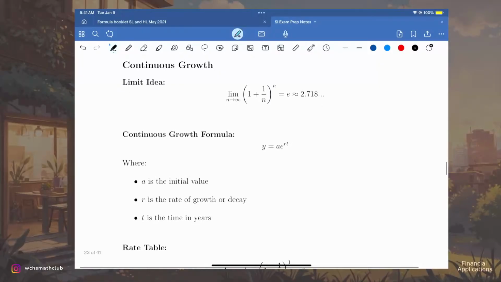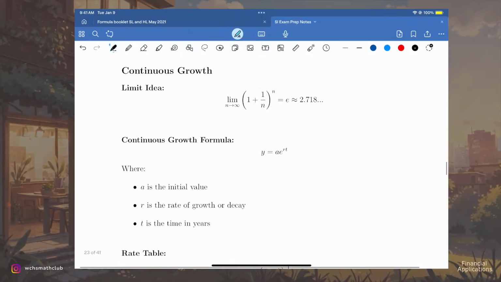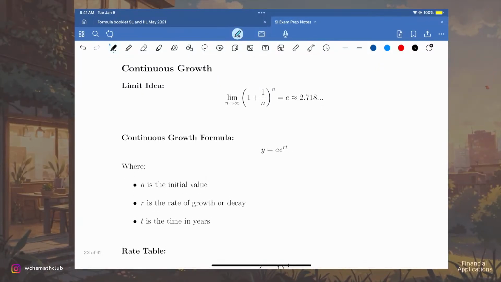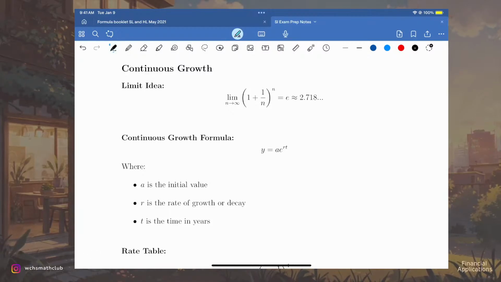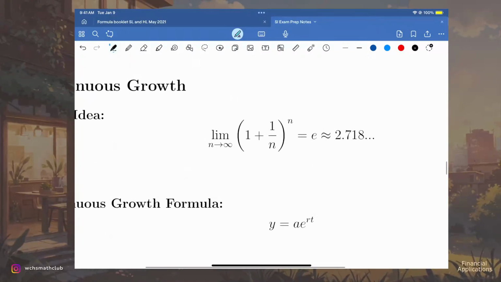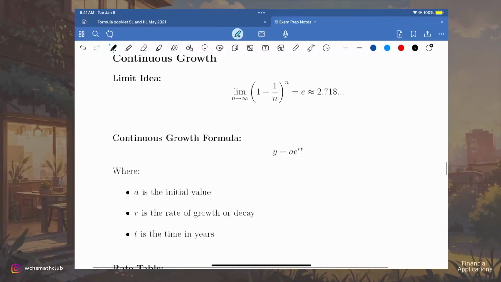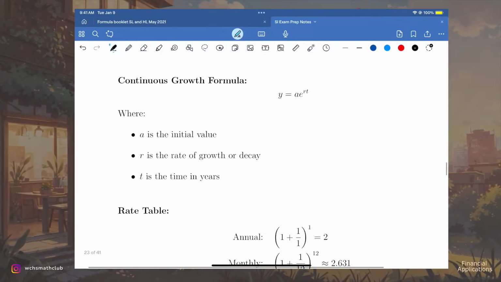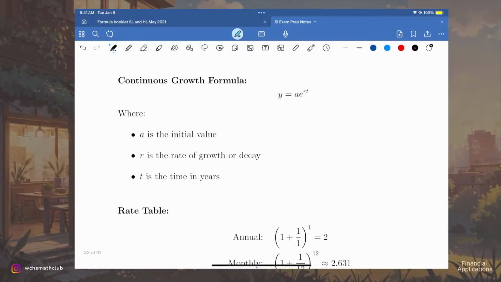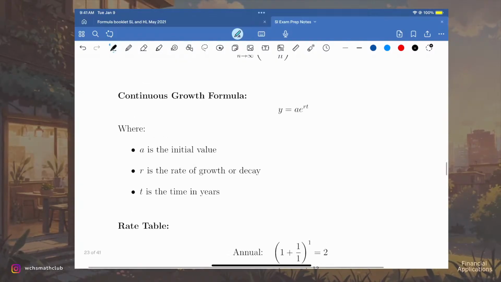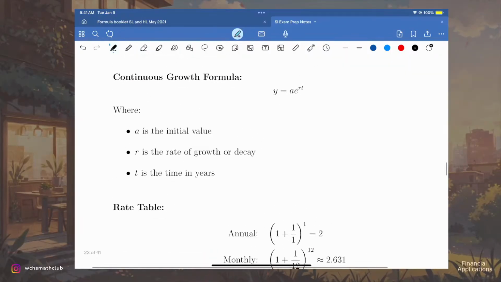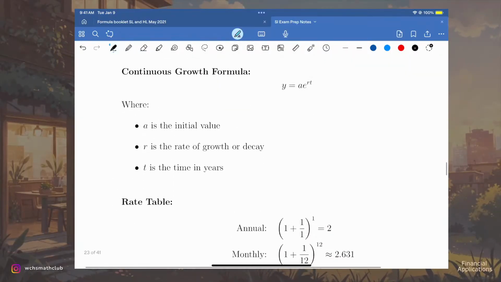And then moving on to the continuous growth. This is just a central idea behind the continuous growth formula over here. So this is just a limit. But for the continuous growth formula, it's really in the form of y equals a e to the power of rt, where a is the initial value, r is your growth or decay rate, and t is the time in years. And we'll be coming back to something like this later.